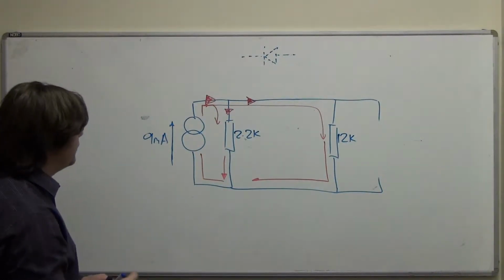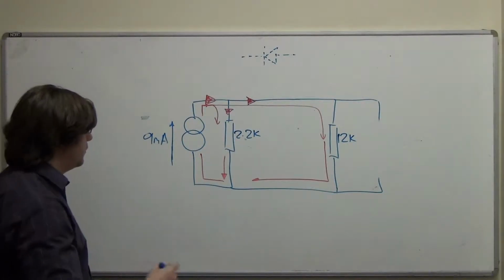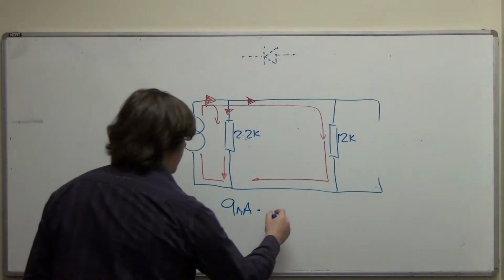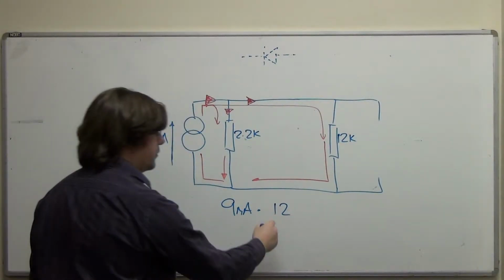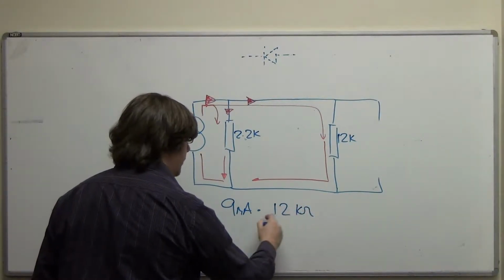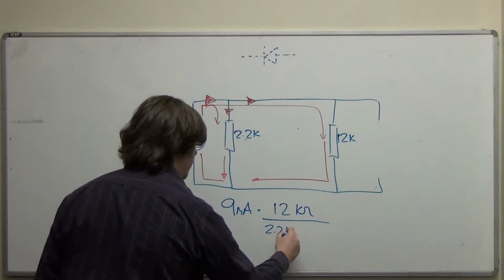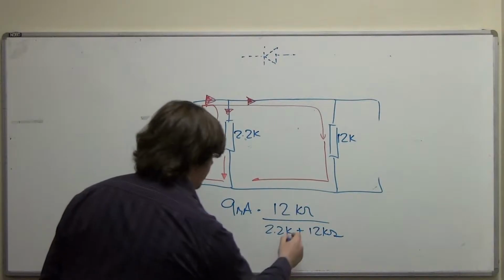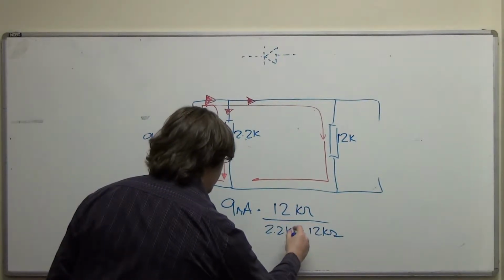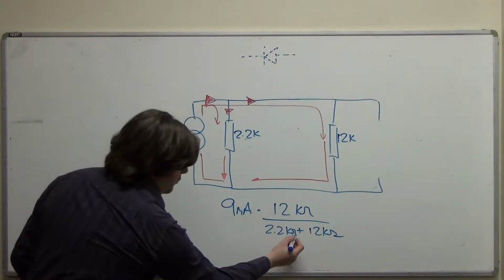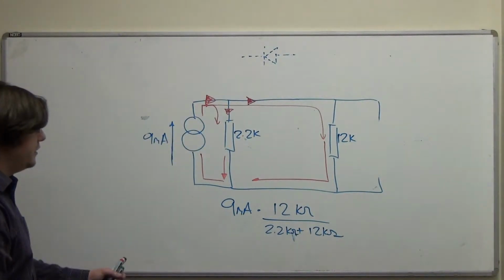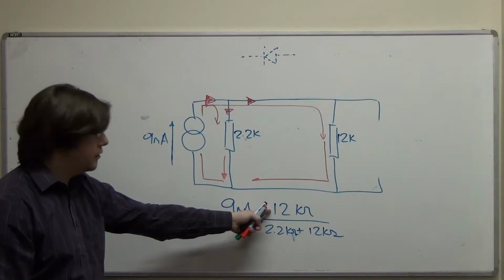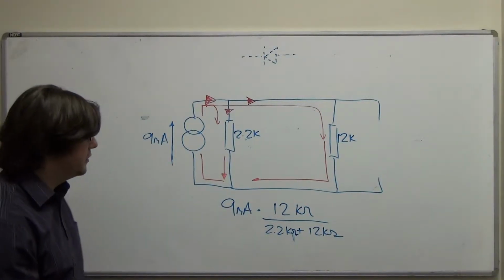In fact, we can work it out and say, well, we've got 9 milliamps times 12k, I'm going to do it in kiloohms and milliamps again, over 2.2k plus 12k. So that's k as well, isn't it? There we go, that's an omega symbol there. And then you're thinking, well, I'm doing this resistor here, the 2.2k, but I've got the 12k on top. Isn't that a mistake? It's not a mistake.